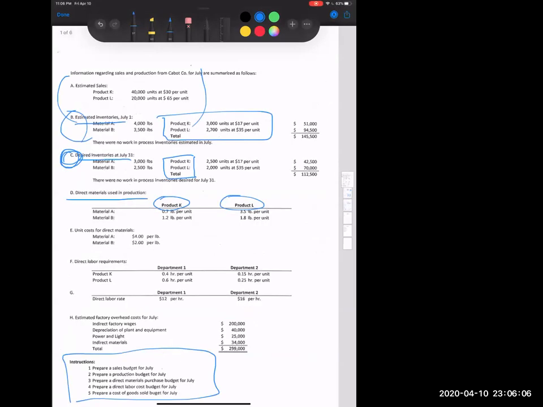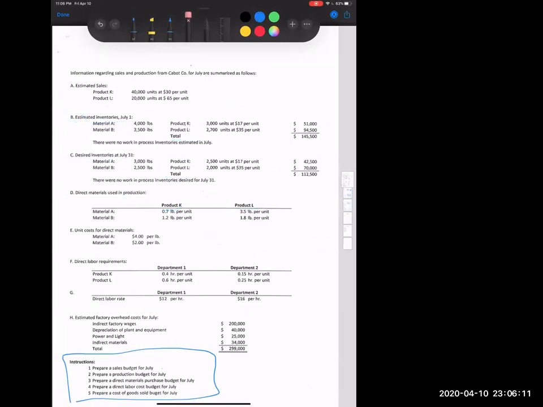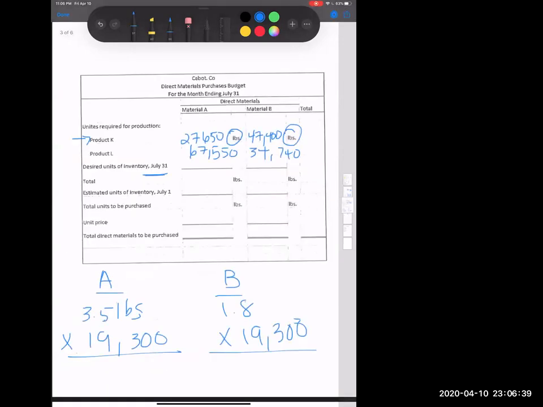So here, I want to go back here and I'm going to clean this up a bit. But here it says we're looking for the desired units of inventory as of July 31st. All right, so here's July 31st. And we're talking about materials now. Now we're no longer talking about product K and L. We're talking about the materials involved. So we're saying our desired ending inventory as of July 31st for material A is 3,000 pounds and B is 2,500.